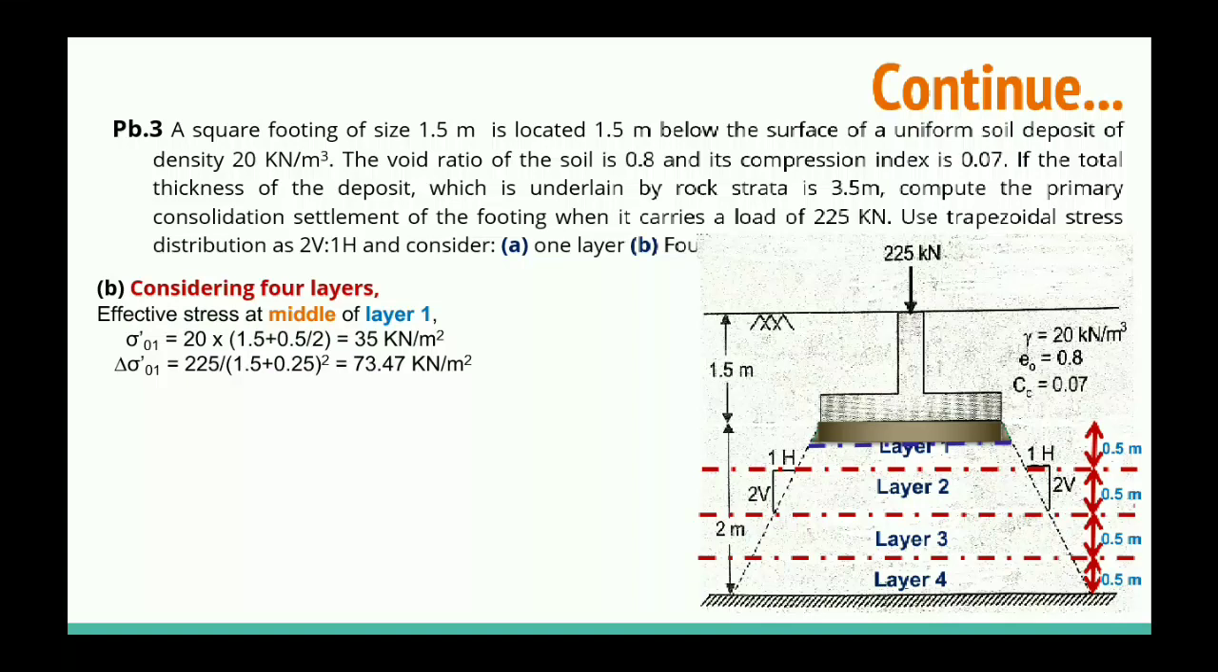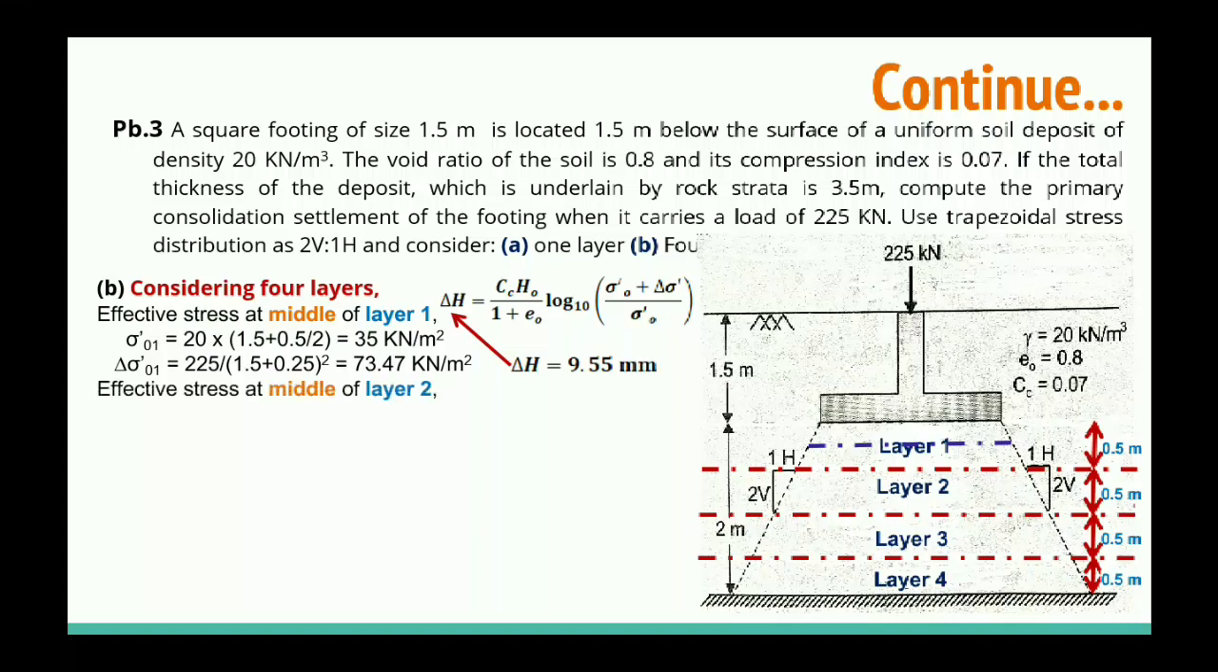So now we have the initial effective stress, we have the change, so we can go on to calculate the settlement. We can calculate the settlement by using this formula, where we have the Cc value, the H naught value, all values, and by using this relation we can calculate, and we get 9.55 mm. Similarly, we can calculate for the second layer.